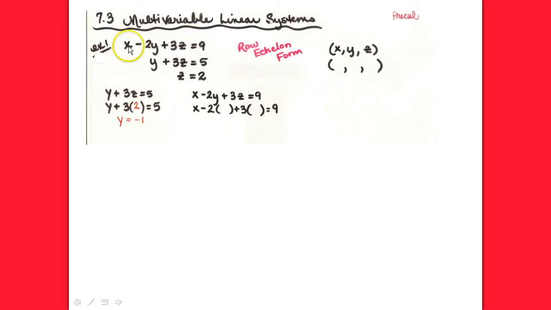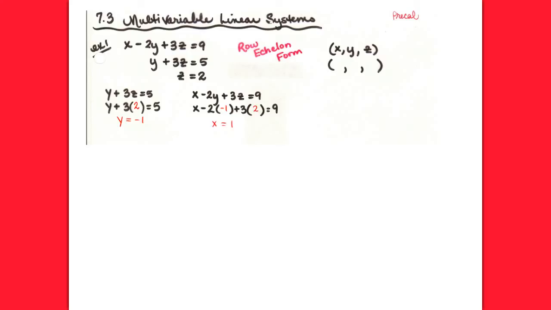Alright, so now I know z is 2 and y is -1. I could come back up to the top equation. X minus 2y plus 3z equals 9. And let's put in what we know. Let's put -1 in for y and positive 2 in for z. So that would give us -2 times -1 is positive 2, and 3 times 2 is 6. So we would have x plus 8 equals 9. So what's x? X is going to be positive 1, right.